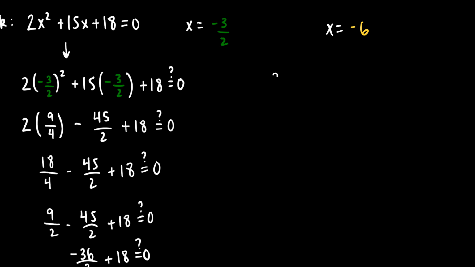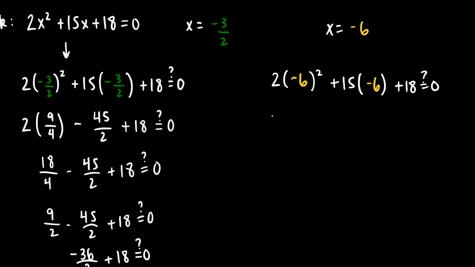So apparently 2 times x squared. So x here, instead of putting x, I'm going to put in negative 6 squared plus 15 times negative 6 plus 18 is supposedly equal to 0. Let's put a question mark there because I'm not sure if it actually is.